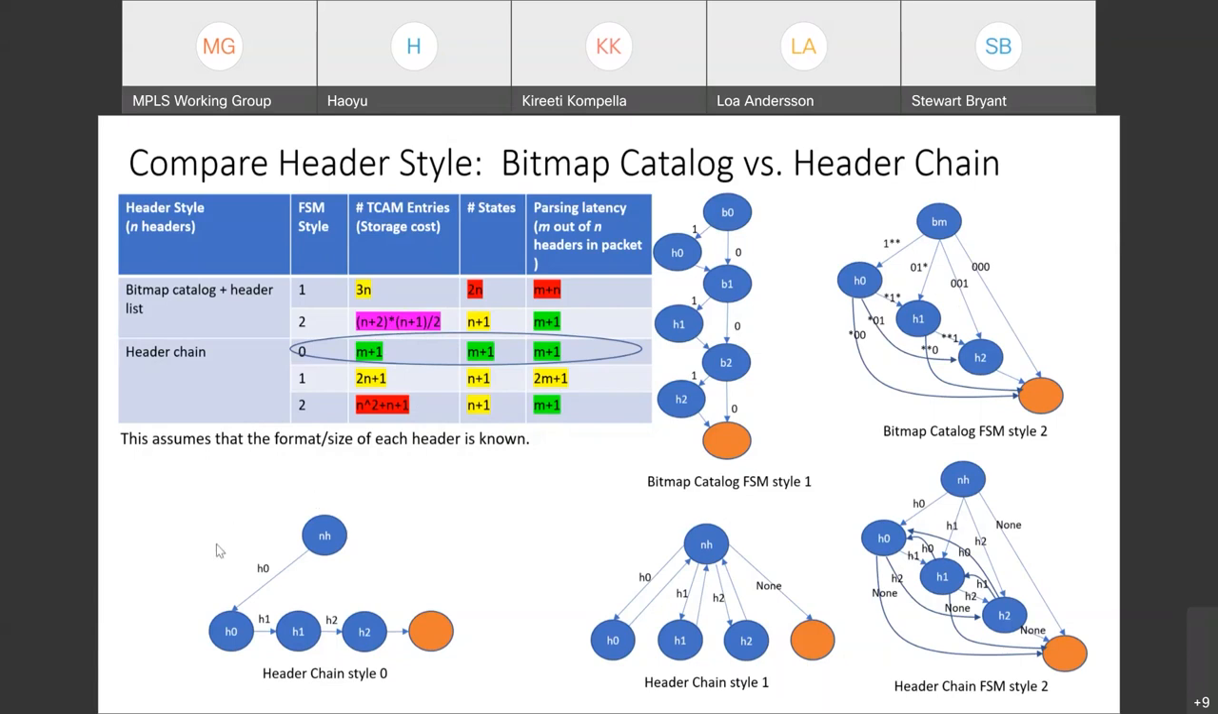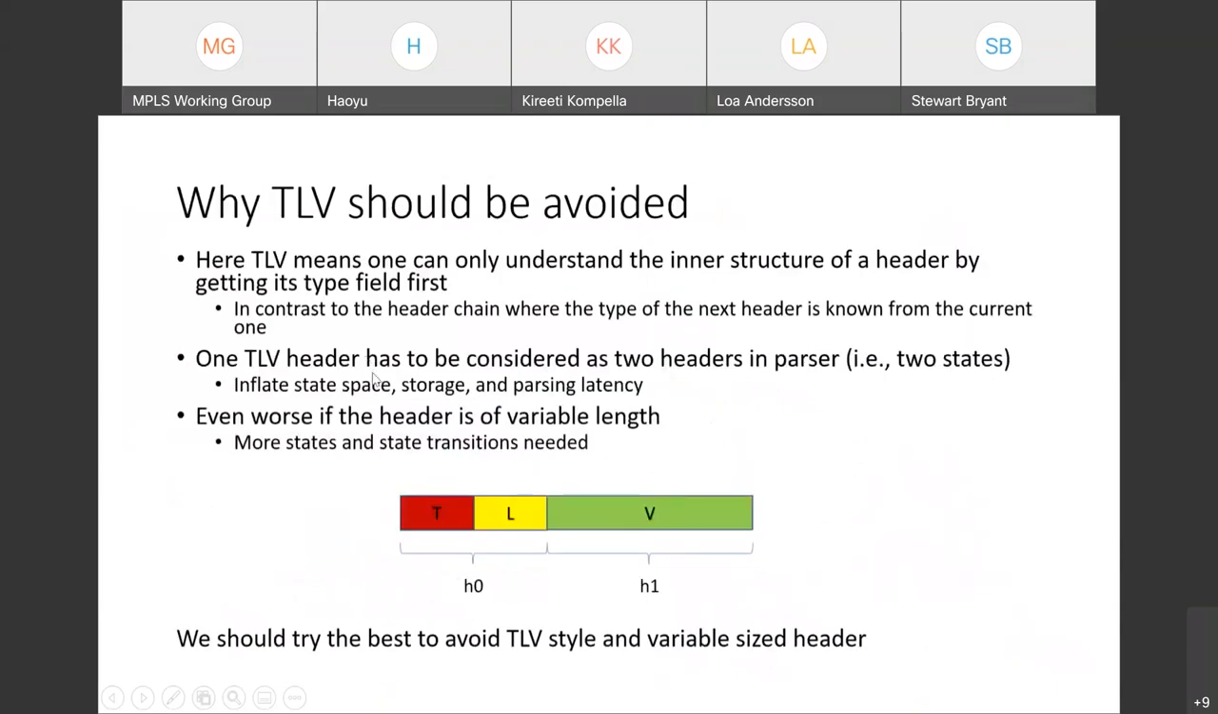But for the simple header chains, we have three possible styles. The first style is simply, in the TCAM, we just ignore the state field. We only look at the next header field. Each time, based on the current next header field, we can just follow this simple chain. For this state machine, we only need M plus one storage size. It should be N plus one, because there could be N states. There's a typo.